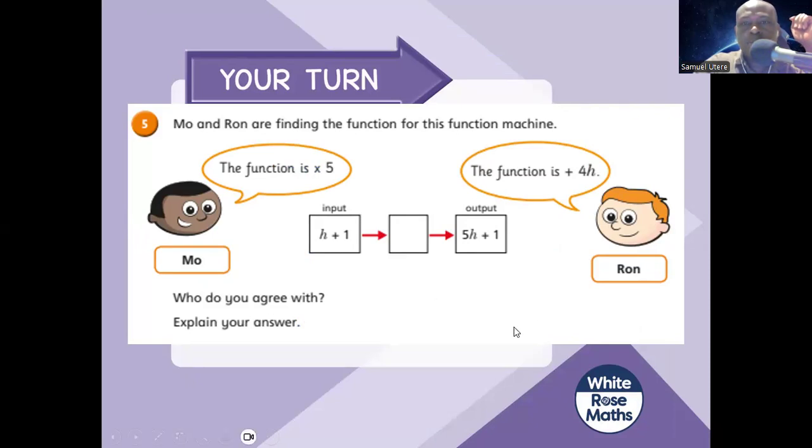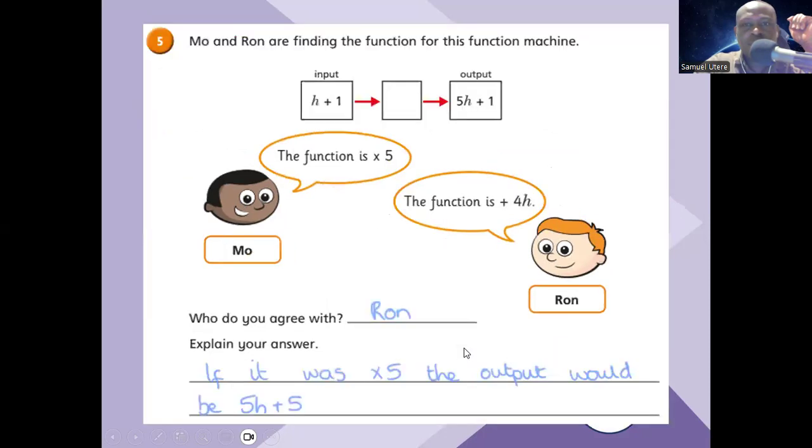Okay, assuming you've paused and you've done this, here is the answer. You've been asked, who do you agree with? Explain your answer. Of course, Run is correct. Because if the function is plus 4h, then we will have 5h plus 1. But if the function is times 5, then it's going to be 5h.